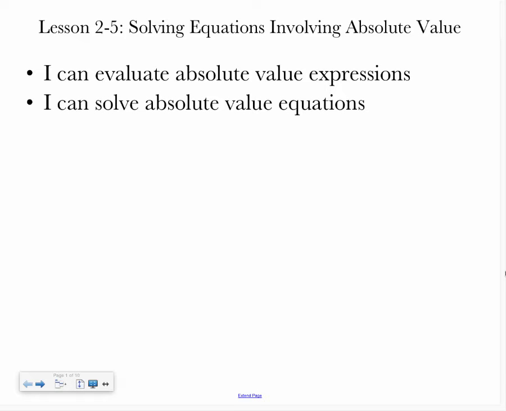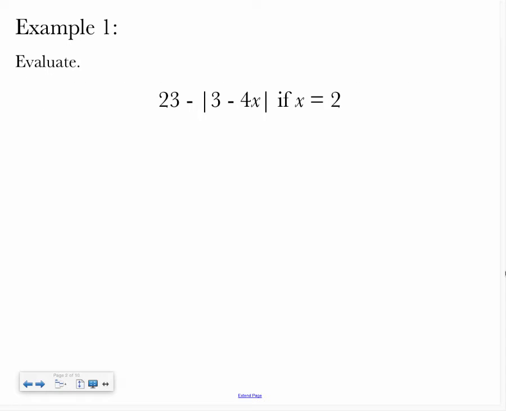By the end of this lesson, you should be able to evaluate absolute value expressions as well as absolute value equations. So let's jump right in. We don't have any new vocab terms for this section. Just a reminder that absolute value means how far away a number is from zero, okay? So we're measuring distance kind of with absolute value.